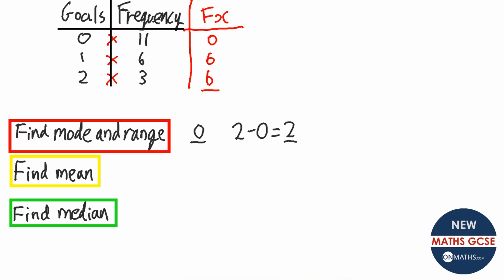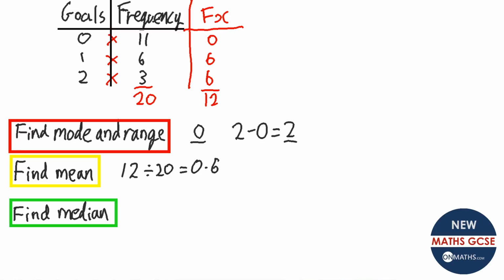Add these up. So 0 plus 6 plus 6 is 12. And then 11 plus 6 plus 3, which is 20. And we're going to do 12, which is the amount of goals scored in total, divided by 20, which is the amount of matches. And 12 divided by 20 is going to be 0.6.